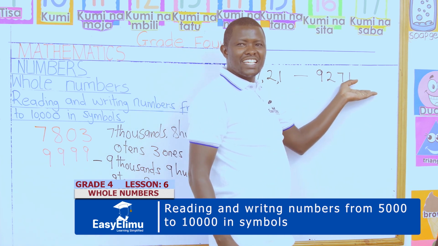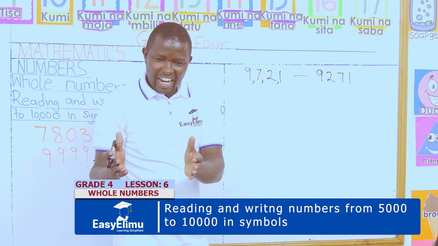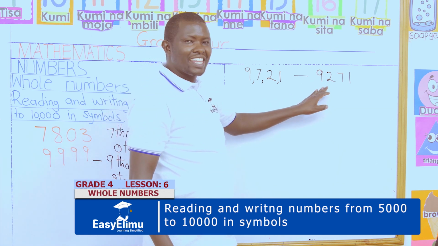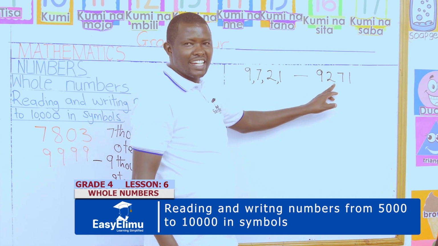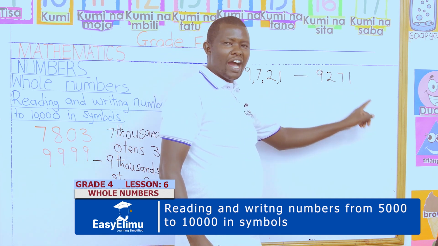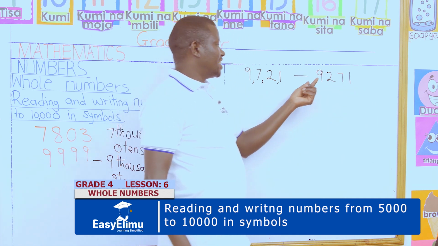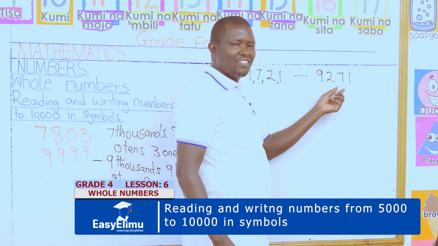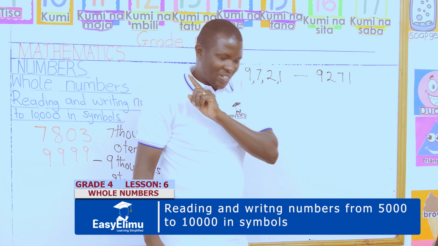So how do we read this number? Group, kindly, can you read for us? 9,271. Can we repeat what they have said? 9,271. That is very correct.